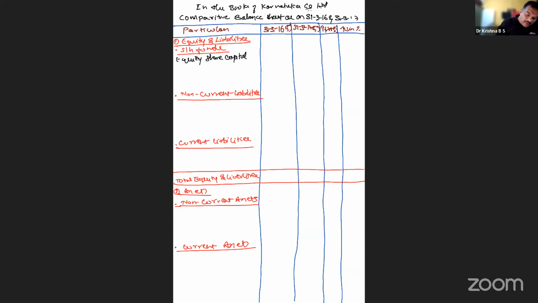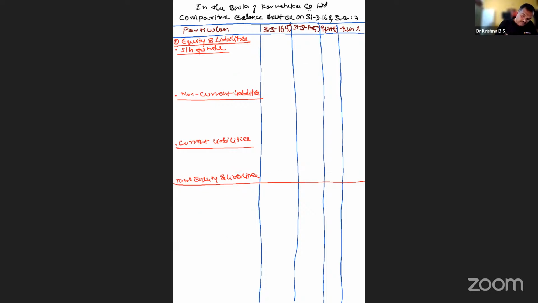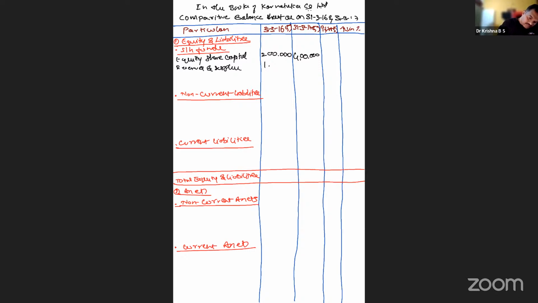Equity share capital, the amount is 2 lakhs in the first year, 4 lakhs in the second year. Then reserves and surplus, where does this go? This also goes to the shareholders fund. Reserves and surplus, 1 lakh in the first year, 1,50,000 in the second year.